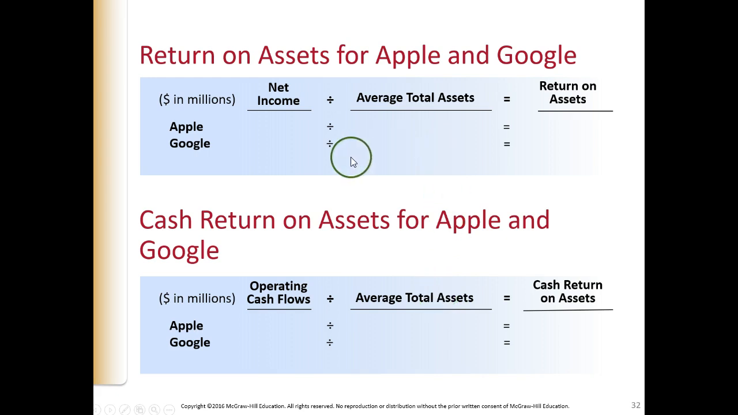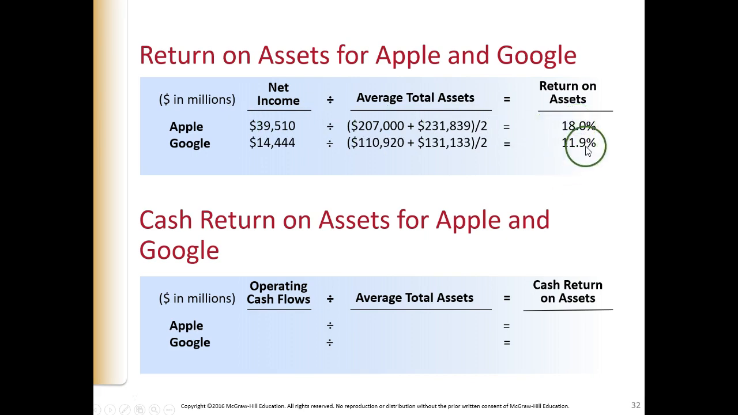Return on assets. This might sound familiar. We covered it before. You'll take net income for the company, divide by its average total assets, so beginning of the year plus end of the year assets divided by 2. So it looks like Apple's generating 18% on the assets it has invested in the business. Google, 11.9%.